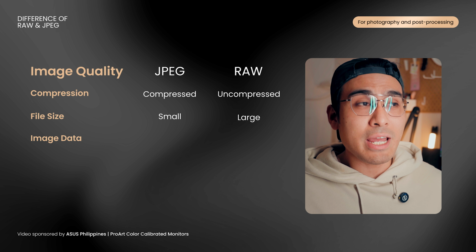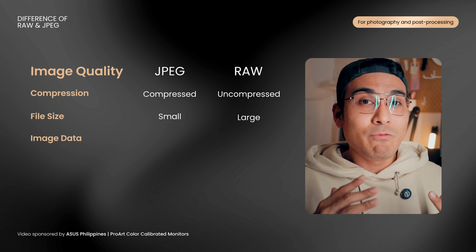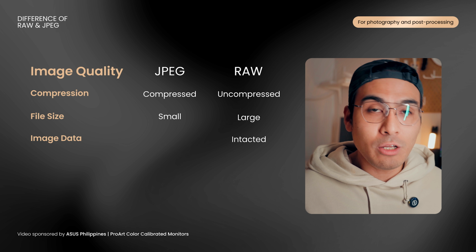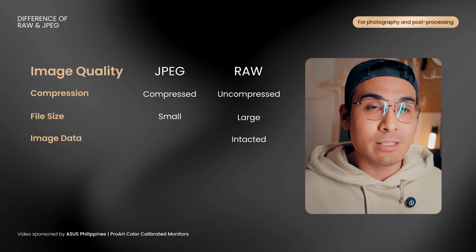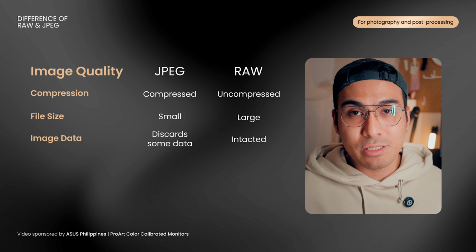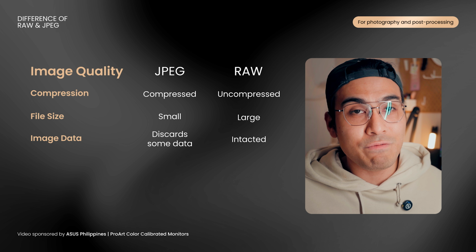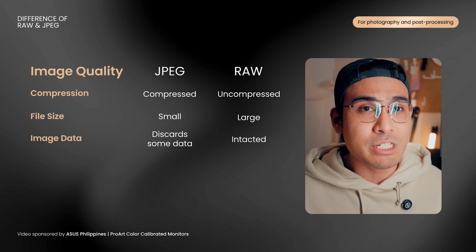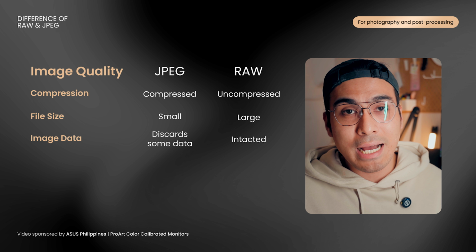And in terms of storage, data storage, RAW packs all of the data that you need inside the image compared to JPEG. Since na-compress niya na nga and medyo may loss na in terms of data, kaya lumiliit yung file size. And in terms of data storage, mas fixed na yung meron ka sa JPEG.